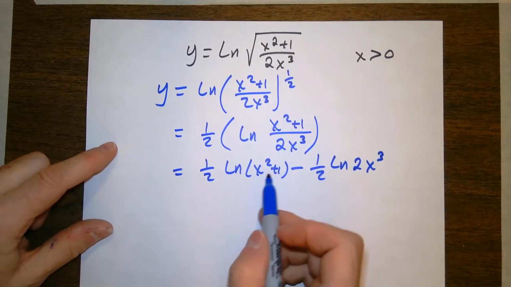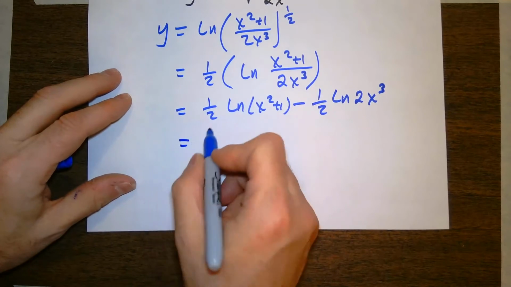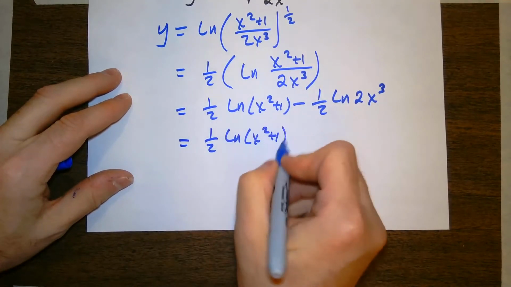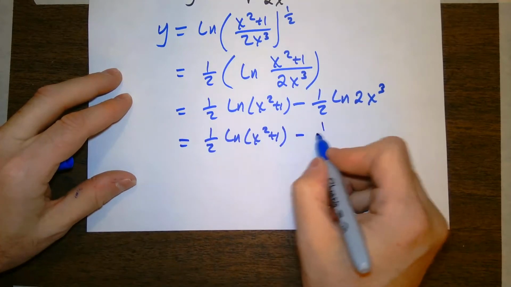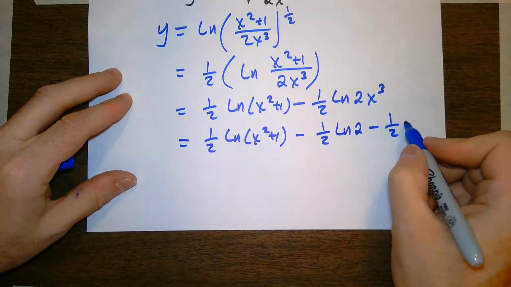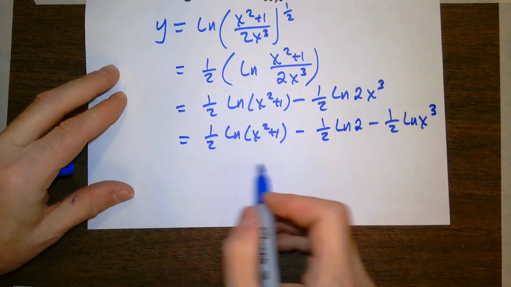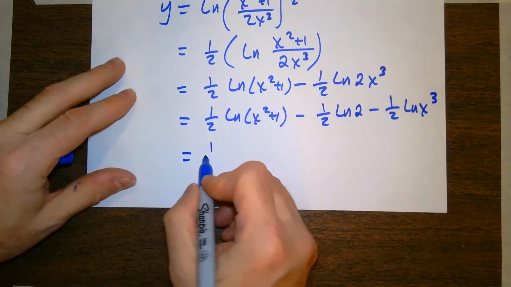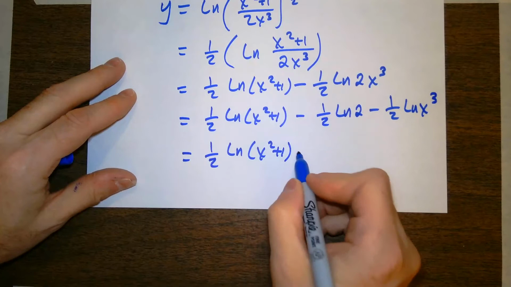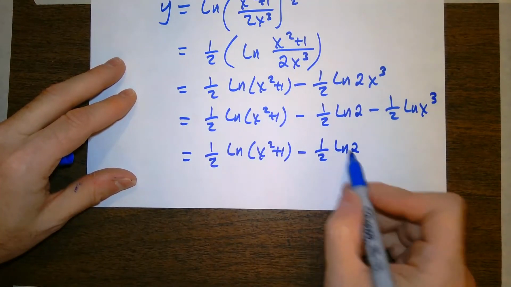Can I break this up right here, x squared plus 1? No. So 1/2 the natural log of x squared plus 1 minus 1/2 the natural log of 2 minus 1/2 the natural log of x cubed. One more simplifying right here, and then we'll do the derivative. 1/2 the natural log of x squared plus 1 minus 1/2 the natural log of 2. This is a constant, right?